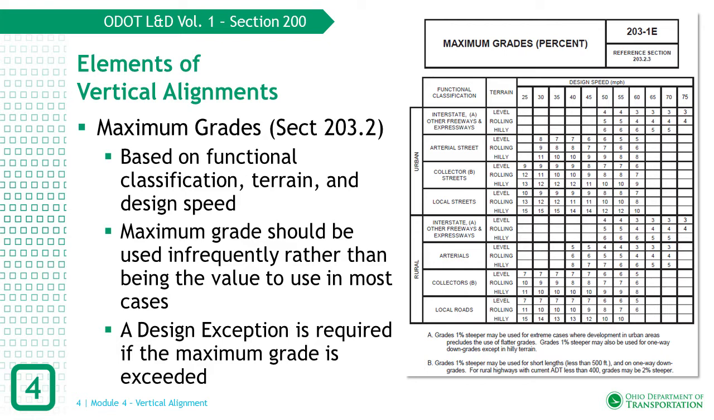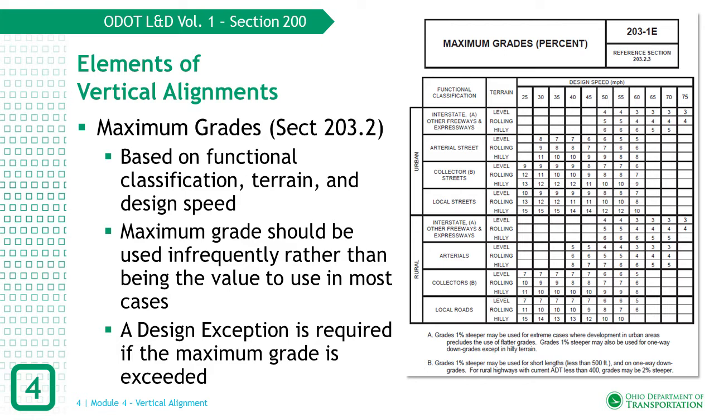Note A applies to interstates, other freeways, and expressways and gives the opportunity to increase the grades in this table by 1% in urban areas in extreme cases where development precludes the use of flatter grades. The reason is that it is often difficult to change grades significantly when development is close to the roadway, like usually the case in urban settings.